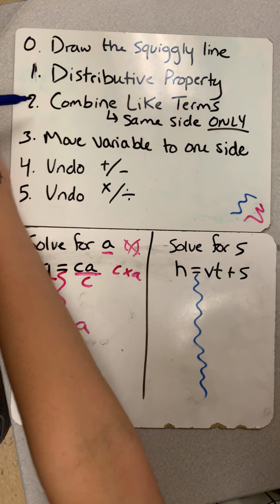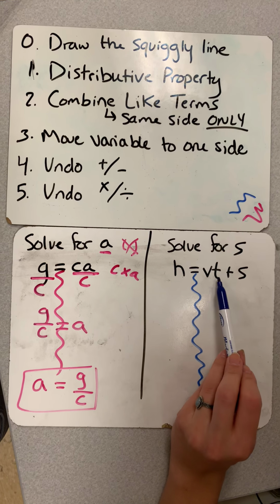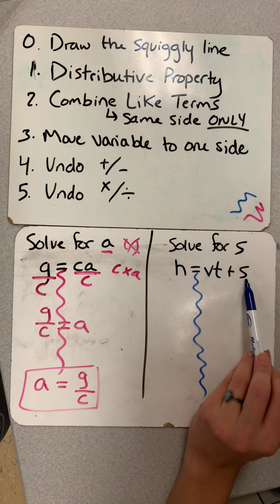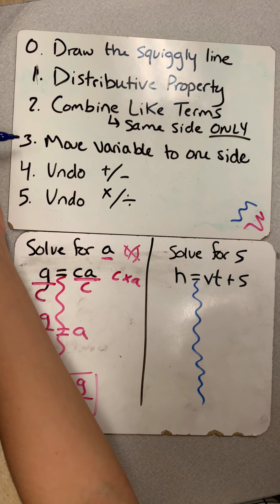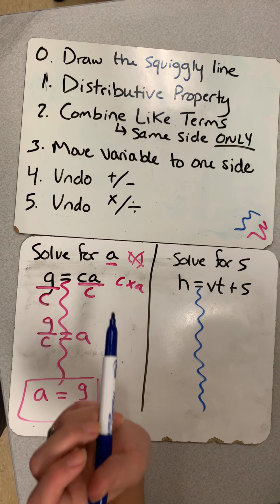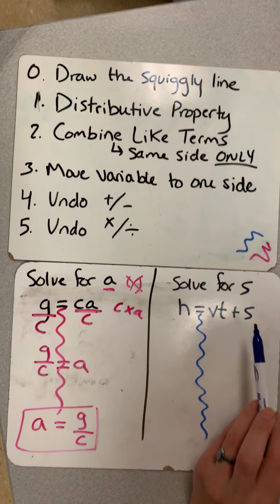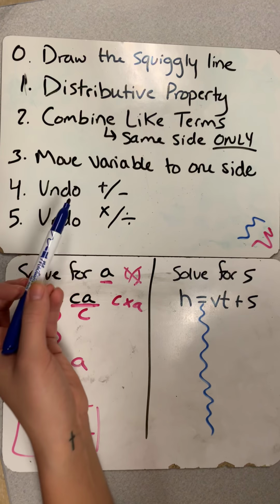Step number 2 is combine like terms, same side only. And again, I see that all of these variables are different. I have an H, a V, a T, and an S, so I can't combine anything, they're not the same. Step number 3 says move the variable to one side. Again, my variable is already on one side, S is already on the right side, so let's keep moving on.